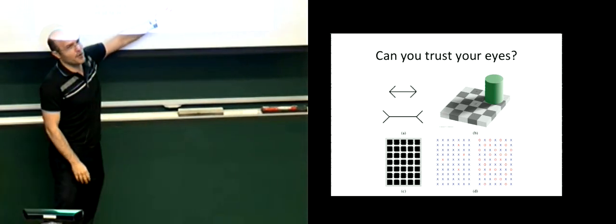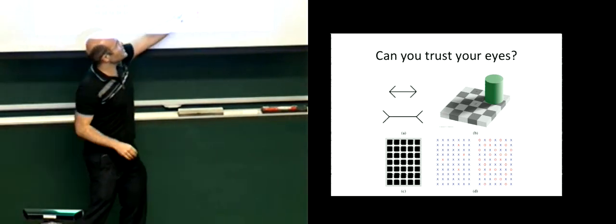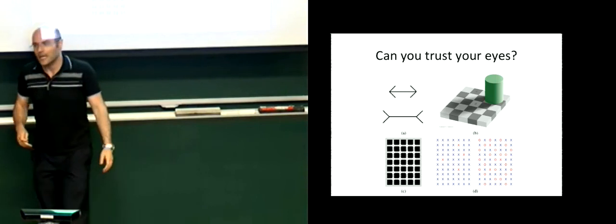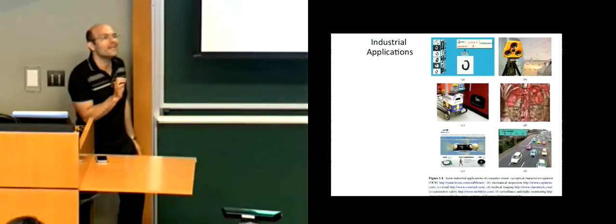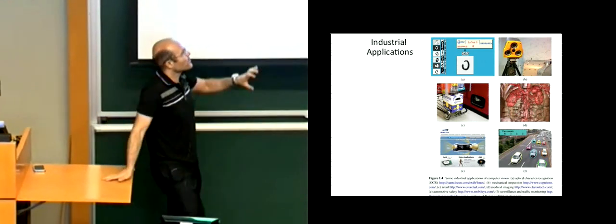Let's go for number D. How many red X's are there? Four, how many red X's are here? Hard to see. So the human vision system is great, but it's not perfect. So we may not want to imitate it exactly as it is.